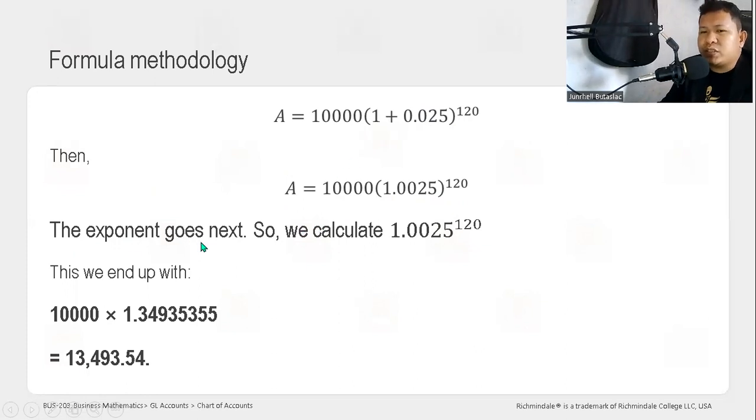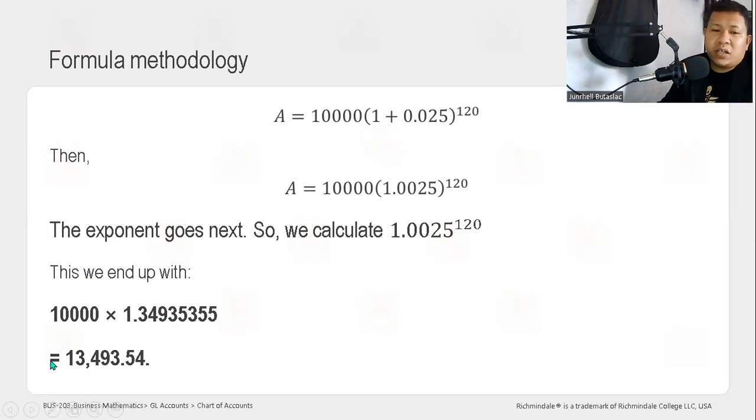So the exponent goes next. We calculate 1.0025 raised to the power of 120. So we end up with 10,000 times the answer of 1.0025 raised to the power of 120, which is 1.3493555. You can round it off to 6 or 9 digits.